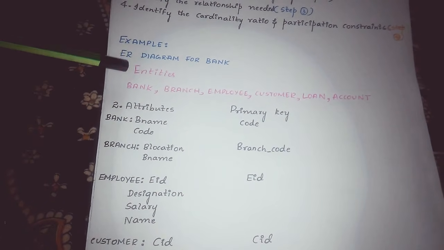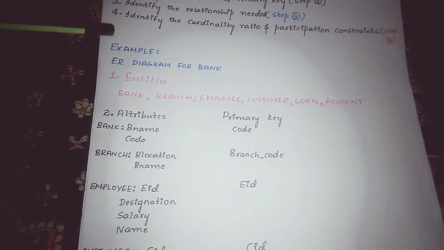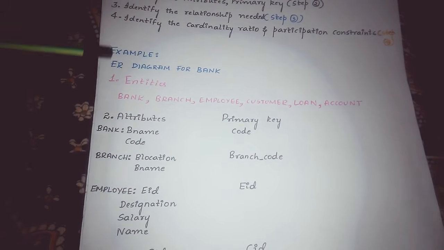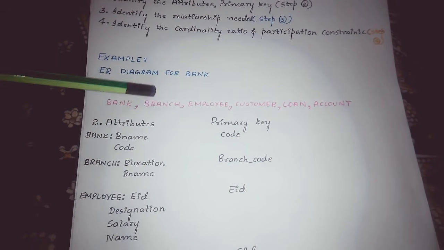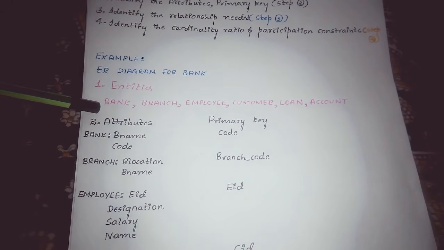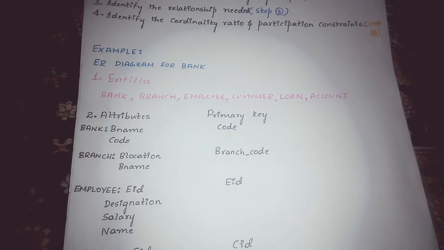So the first step is to identify the entities. Now here I have taken an example of an ER diagram for a bank. So what are the entities that define a bank ER diagram? First is a bank, then its branch, then its employee, then the customers which will be there for a particular bank, and then loan facilities, and then account.